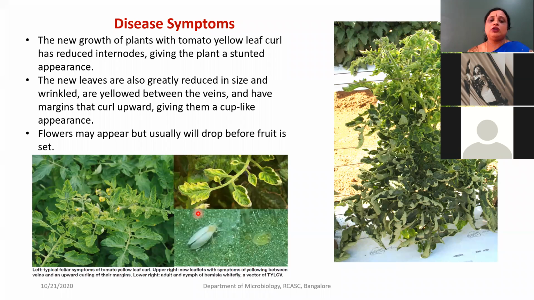So because of this, what happens to the production of this particular tomato? It may not happen. This entire plant may not produce tomatoes at all. So these are some of the disease symptoms: curling of the leaf, reduction in the size of the leaves, chlorosis, reduced internodal distance, stunted growth, and the early fall of the flowers, and fruit production may not happen. These are some of the disease symptoms of this particular disease.